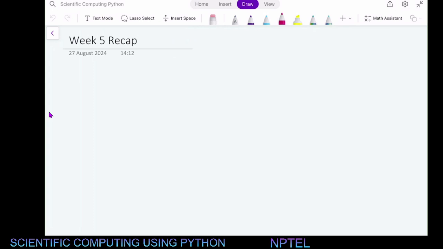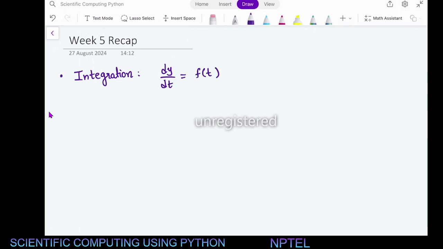So what we want to talk about this week is integration. And why are we doing integration? Because at the end of the day we are going to solve some equations, right? Differential equations of the form dy by dt is equal to f of t. This is a very simple equation, right? Well, it depends on what f is, but in principle you can solve it.